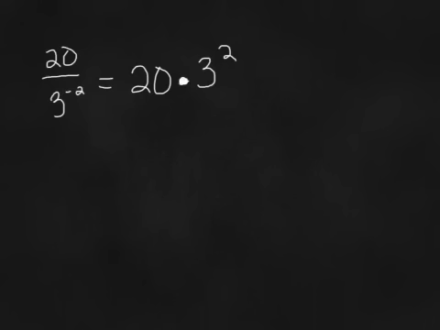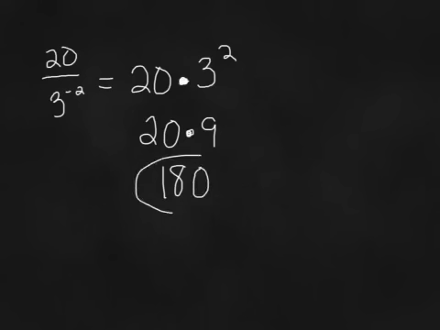Now, following the order of operations, 3 squared is 9 times 20. And 20 times 9, well, 9 times 2 is 18, and I can just add a 0. So my answer for this, when I evaluate 20 over 3 to the negative second power, is 180.